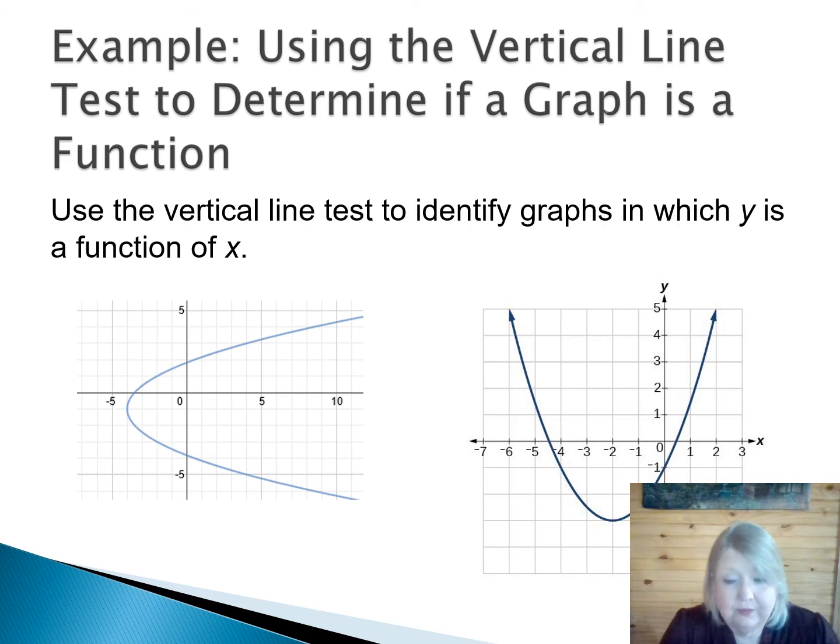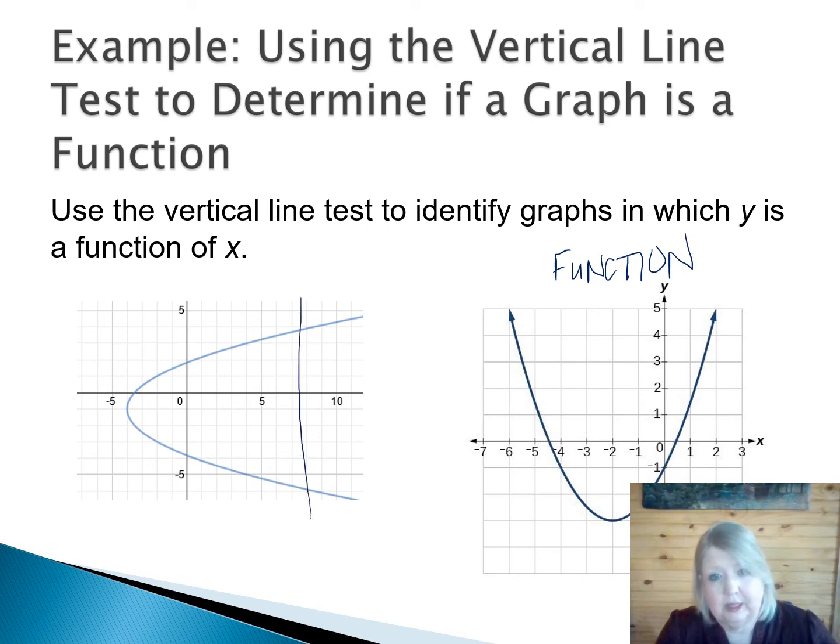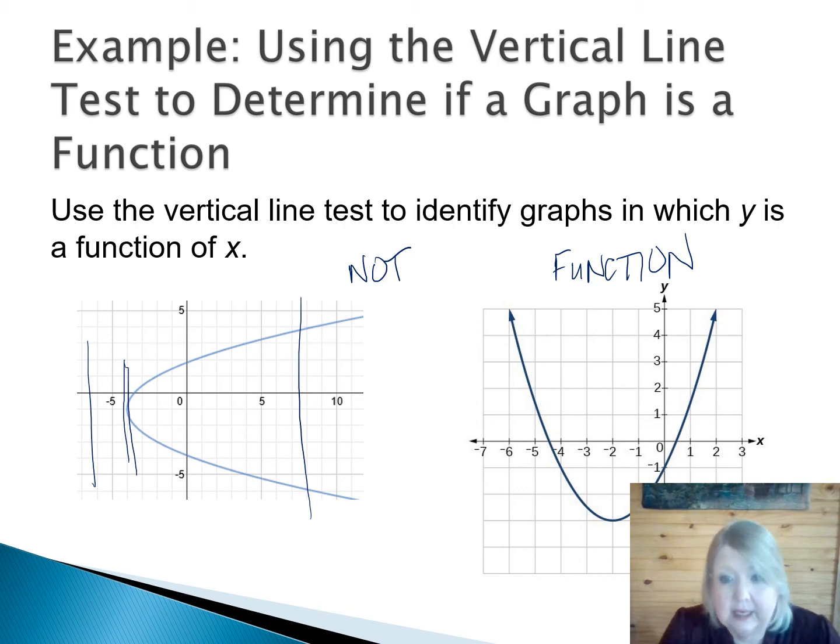So, examples for a vertical line test. If you look at the graph on the right, no matter where I drop a vertical line, I'm only going to hit that parabola once. Therefore, that is a function. However, for the graph on the left, I just pick one, any one. There's my vertical line. It hit it twice, so it is not a function. I do want to point out that it doesn't matter that I can drop one over here and miss it altogether, or that if I were really good, I could actually hit that vertex and hit it exactly one time. It doesn't matter. If there's any place on the graph where I can drop a vertical line and hit it twice, it is not a function.